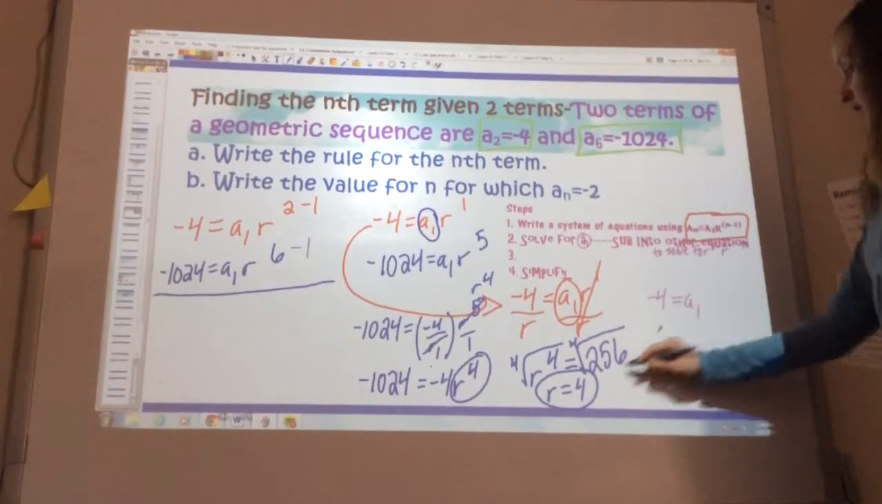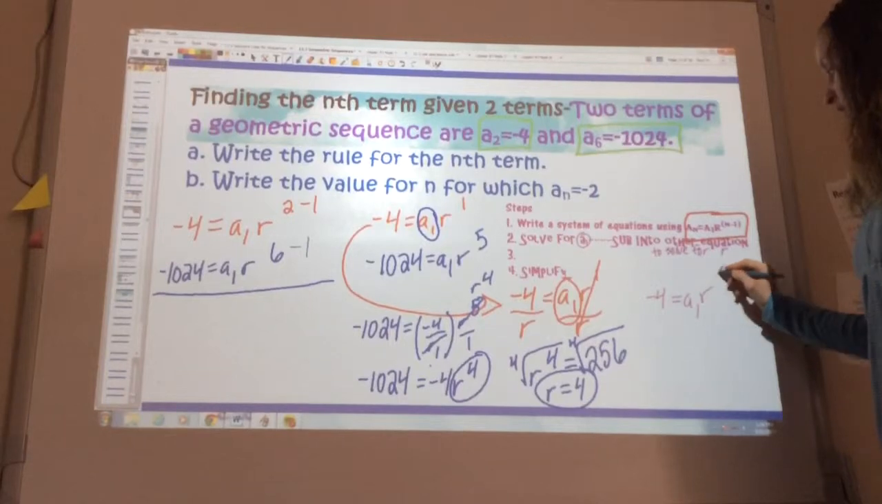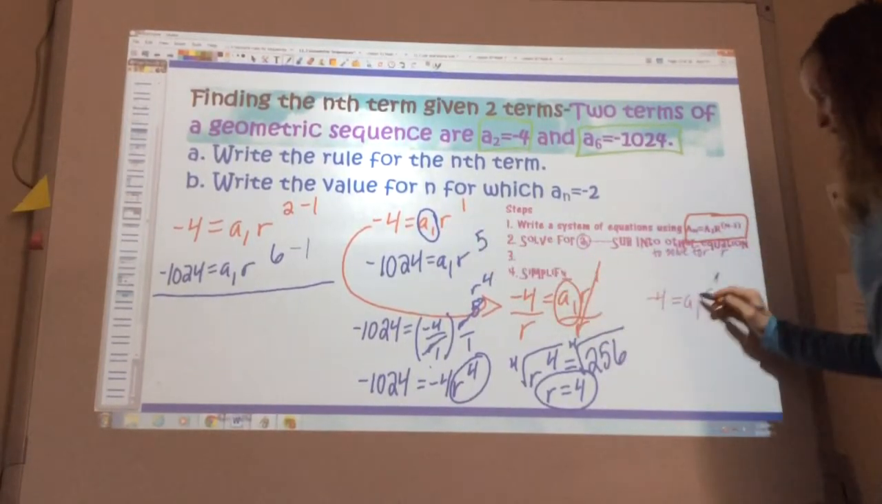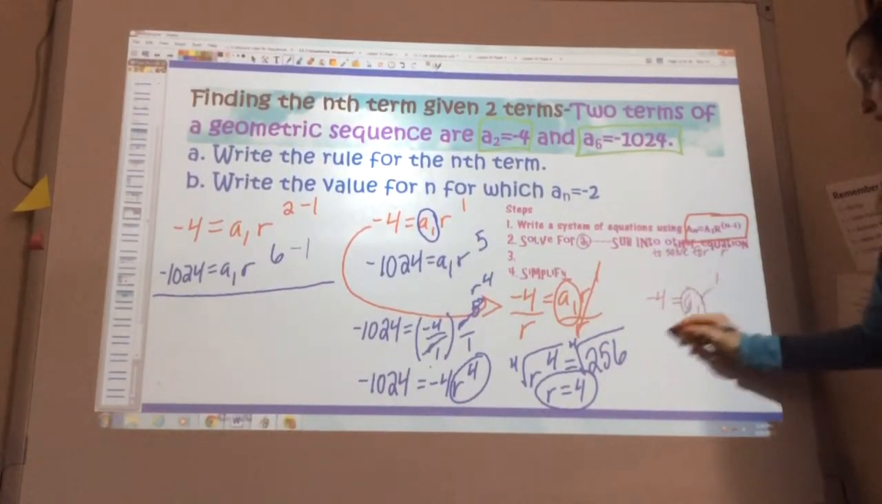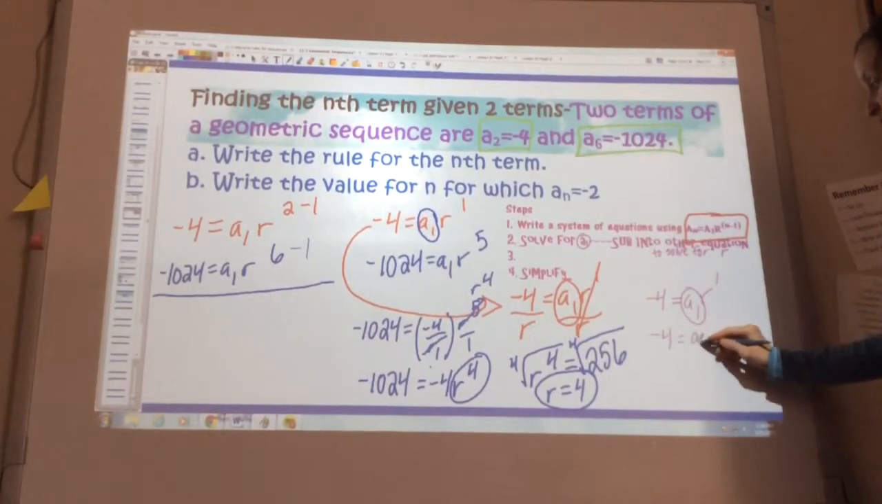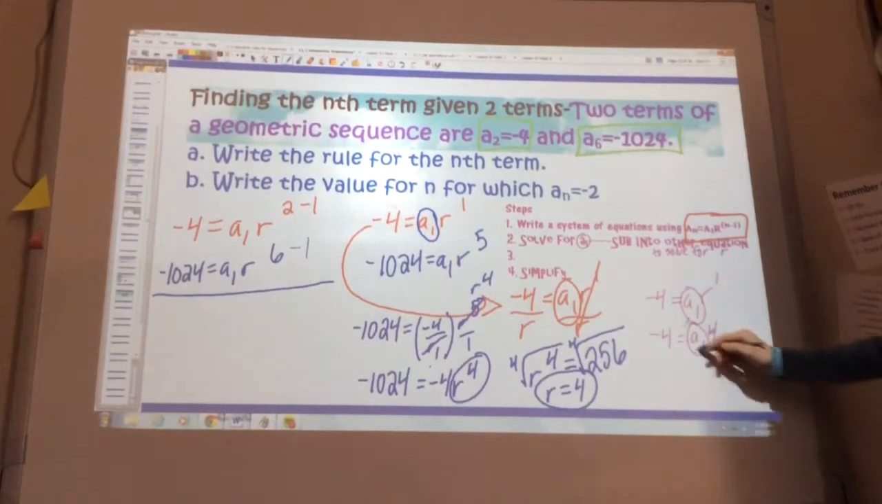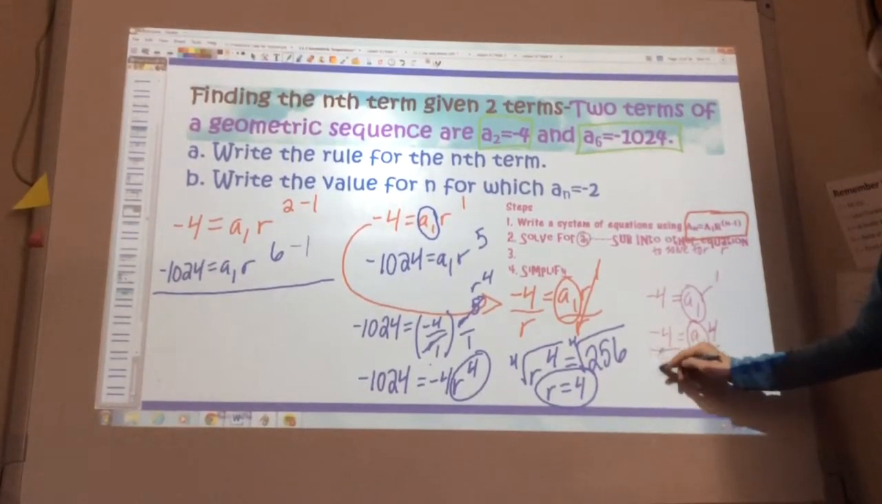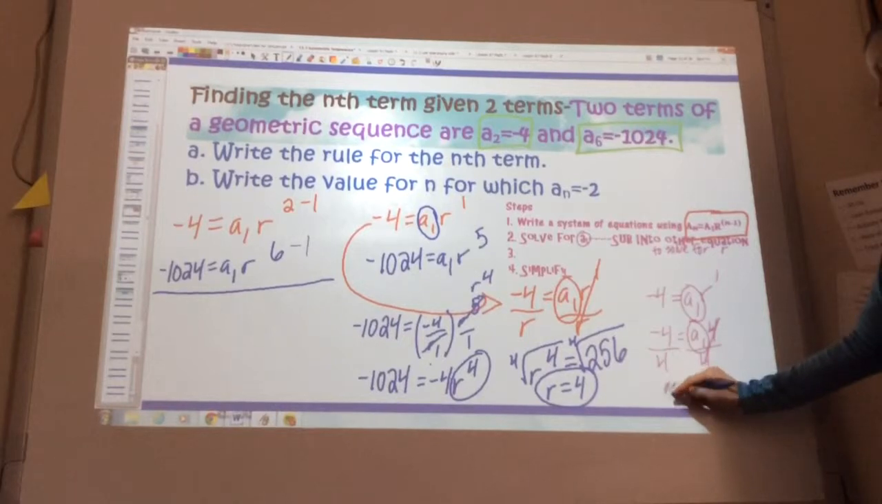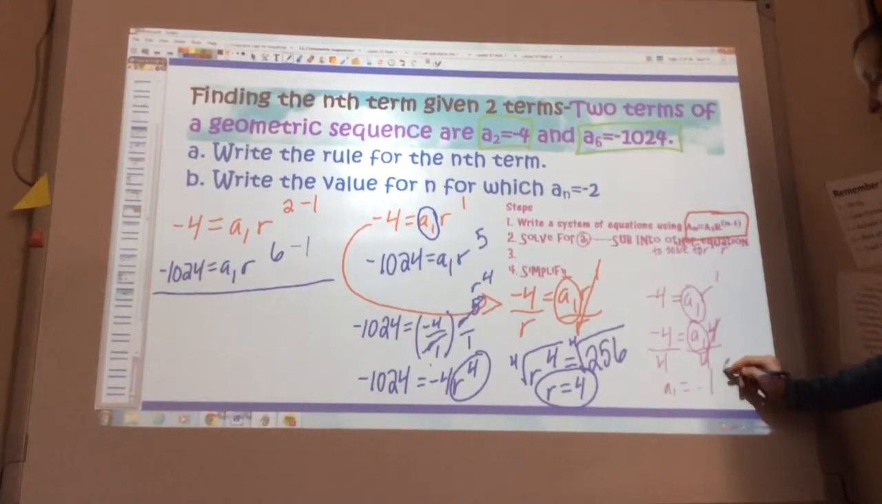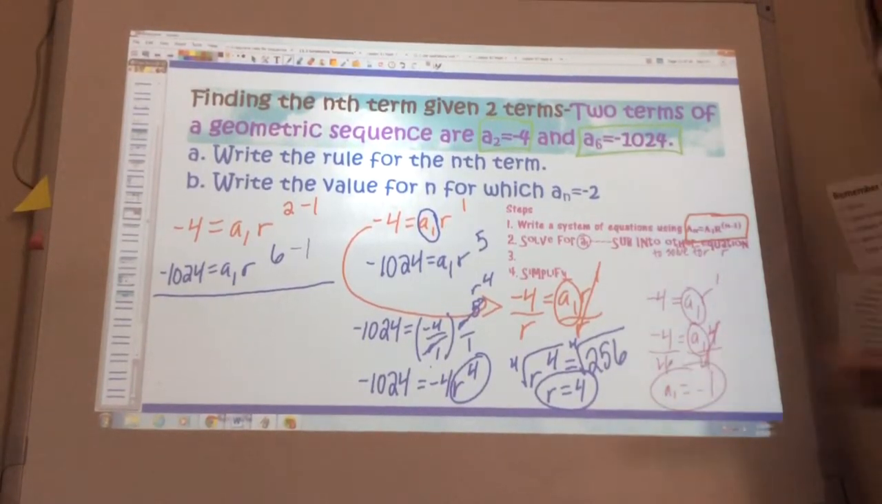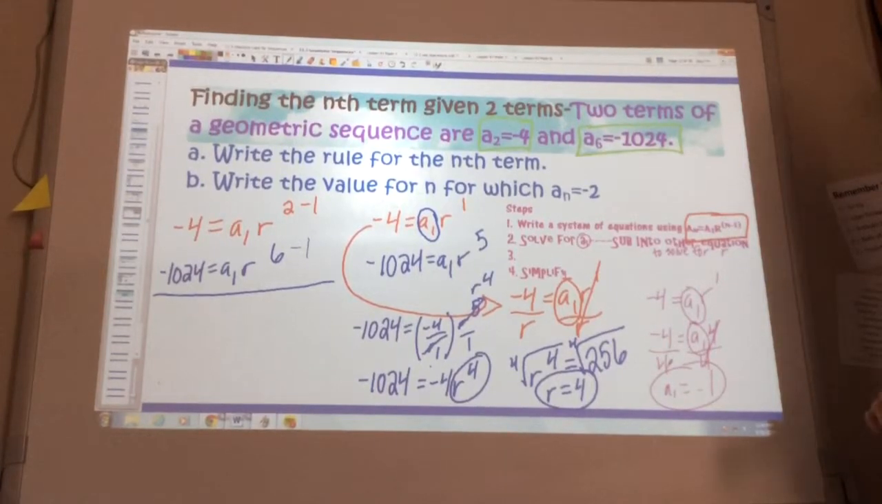Thank you. If we plug r back in, and I'm just going to use the smaller of the equations, now we know that a sub 1 is 4. R is 4. So now we have to solve this. Well, divide each side by 4, and you're going to get a sub 1 equals negative 1. Now, I like to circle those, but that's not it, is it?